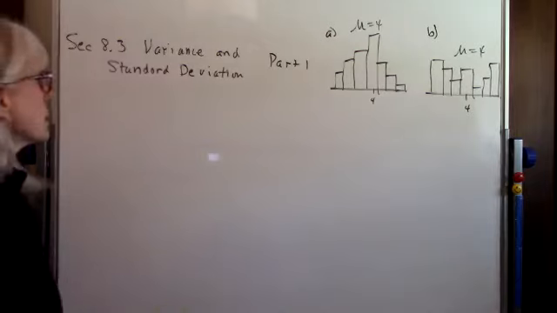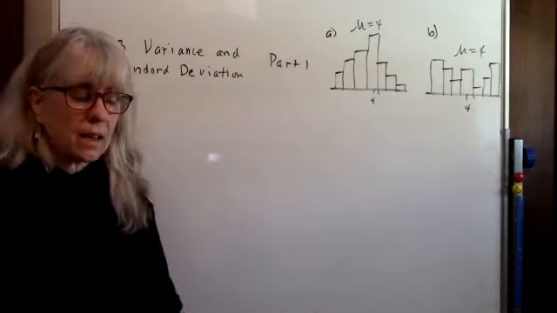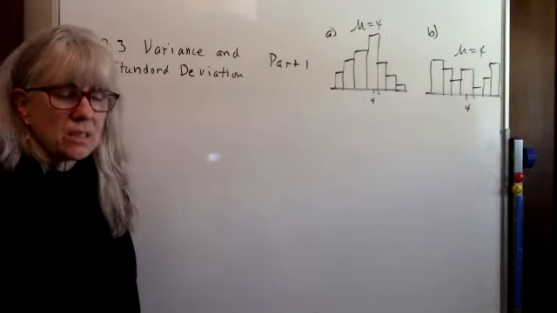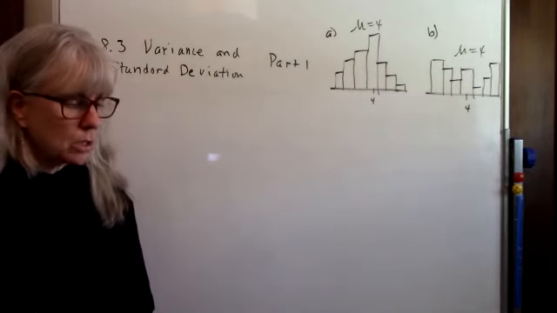Section 8.3 talks about variance and standard deviation. Both are used to describe the spread of a data set. So the mean or expected value of a random variable lets us express an important property of the probability distribution.